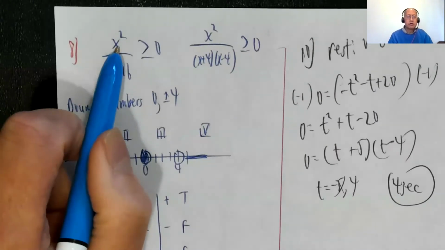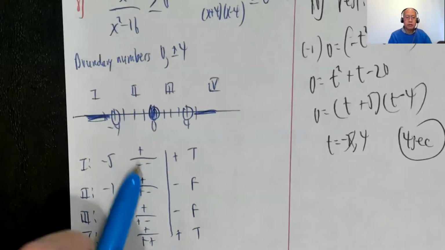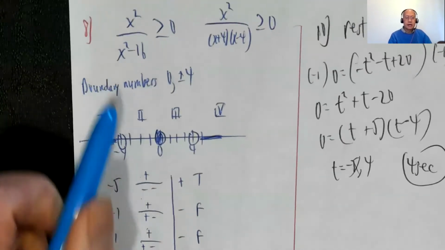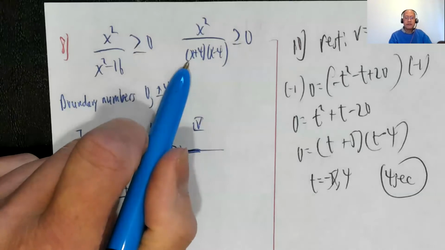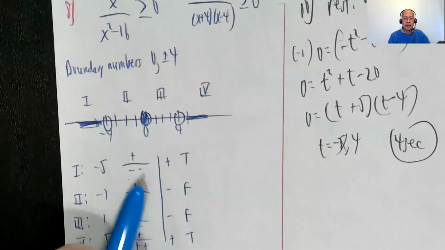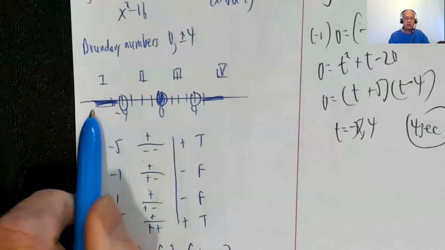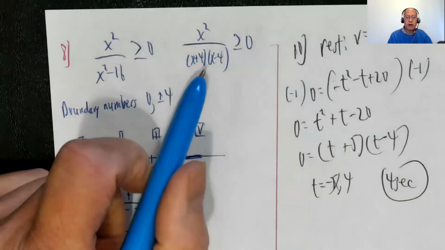Okay, I notice the numerator is always positive, right? You're plugging in something for x squared, so plus, plus, plus, plus automatically. Okay, let's see, negative 5 plus 4 is negative. Negative 5 minus 4 is negative. 2 negatives make a positive. Positive greater than or equal to 0, that's true. Shade in region 1.